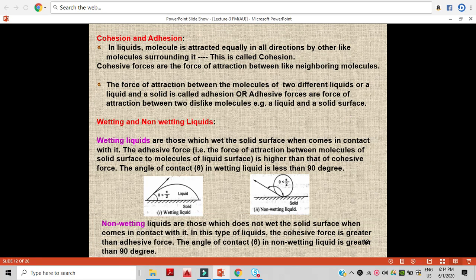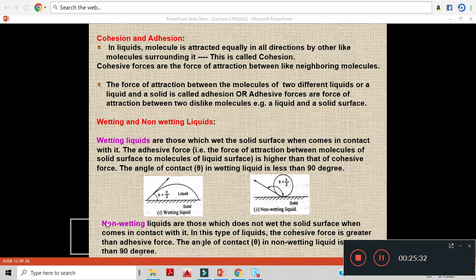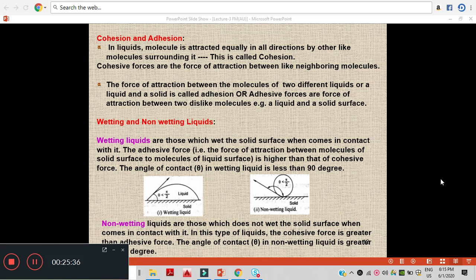Now, prior to starting surface tension, we have to understand some of the important terminologies of the fluid, that is cohesion and adhesion. What is cohesion and adhesion? Basically both are almost the same terminologies. Cohesion and adhesion both are due to molecular attraction. These are two different properties, but both are due to molecular attraction.